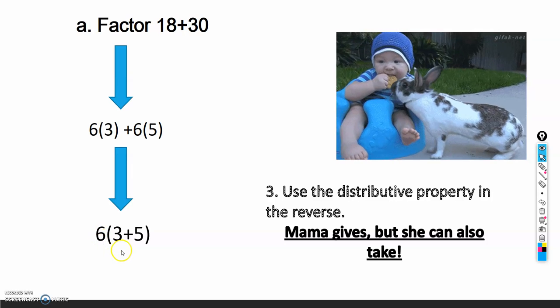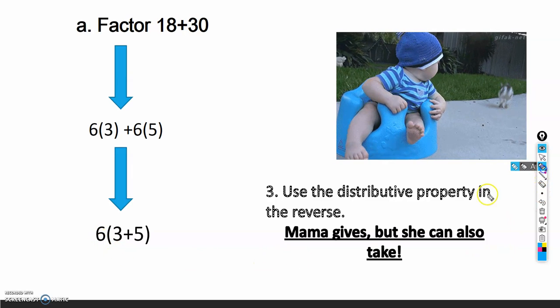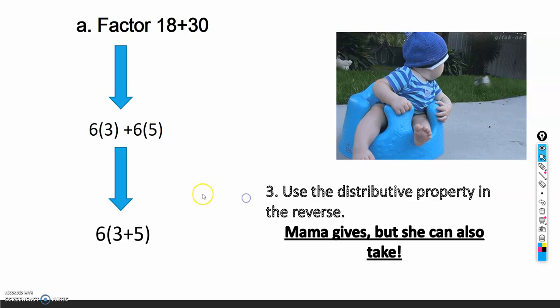So guys, if I wanted to check that and make sure that I knew that this was right, I can redistribute. 6 times 3 is 18 plus 6 times 5 is 30. So it looks like I got it. That is exactly the same as what I started with. So let's of course try some other examples.